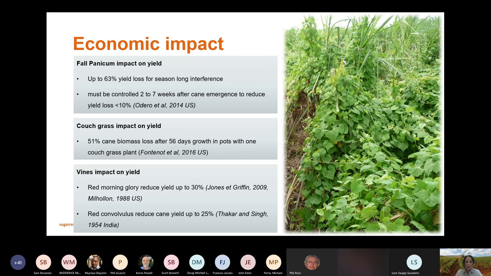And some impact on yield, again work from the US: they found that red morning glory could reduce yield by up to 30%. And in India, they found that red convolvulus could reduce cane yield by up to 25%. In both cases, the authors acknowledged the trials were cut by hand, and the impact would have been a lot worse if the trial had been harvested mechanically.